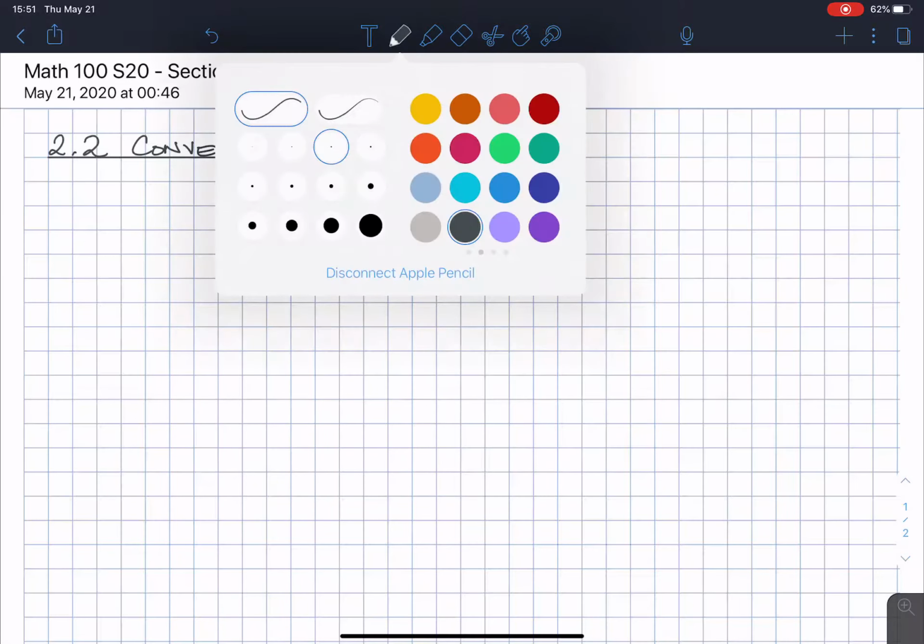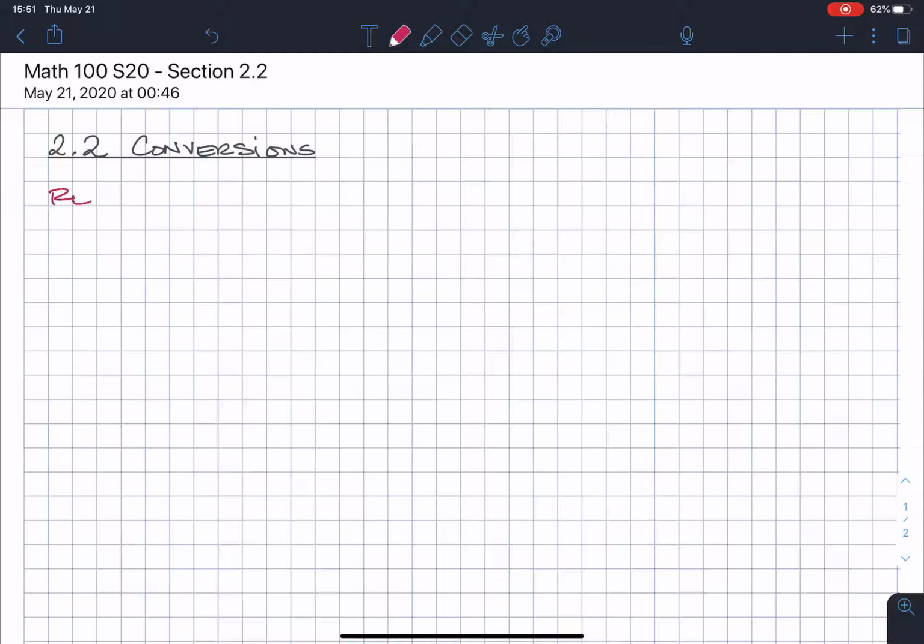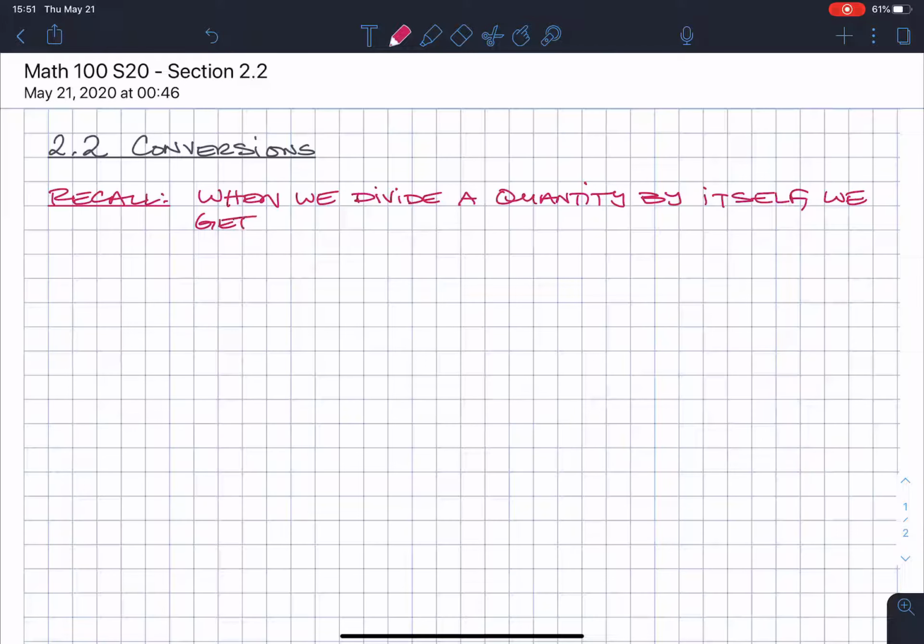Okay, so let's recall. When you divide a number by itself, you get 1. So when we divide a quantity by itself, we get 1.